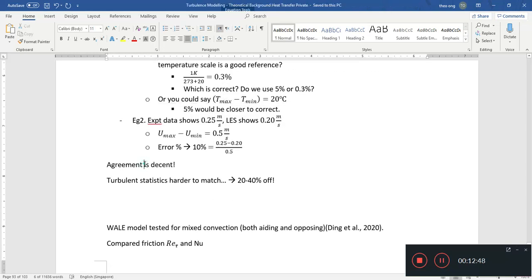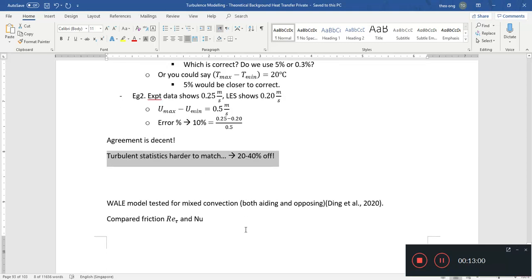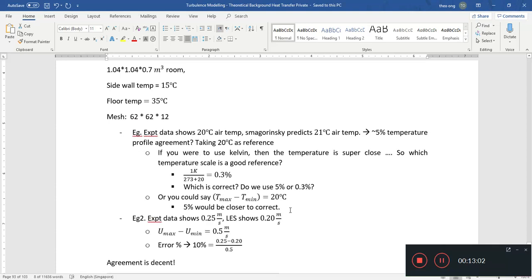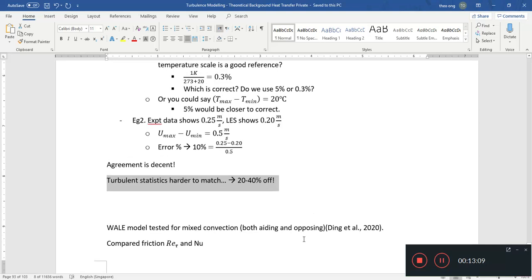So agreement is decent here in your T and U profiles, though for turbulence statistics it's much harder to match. In some cases it's as much as 20 or 40% off. So this is for mixed convection. But mostly it's like natural convection here. There's a lot of natural convection as compared to the forced convection. Natural convection is more dominant.